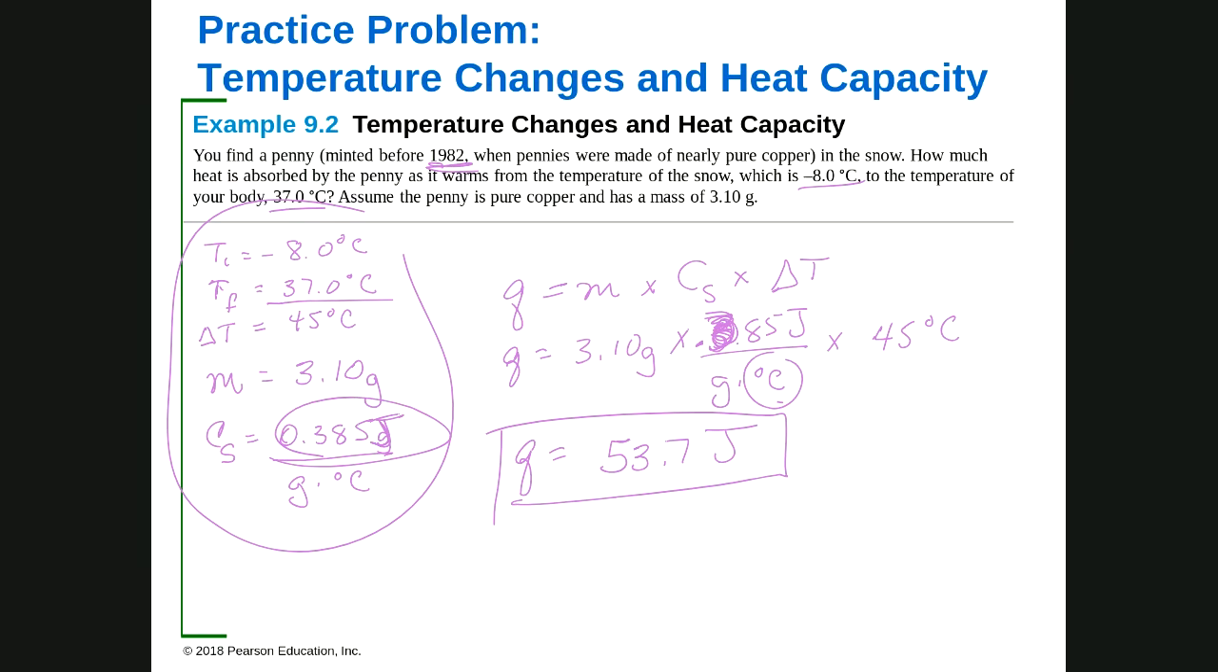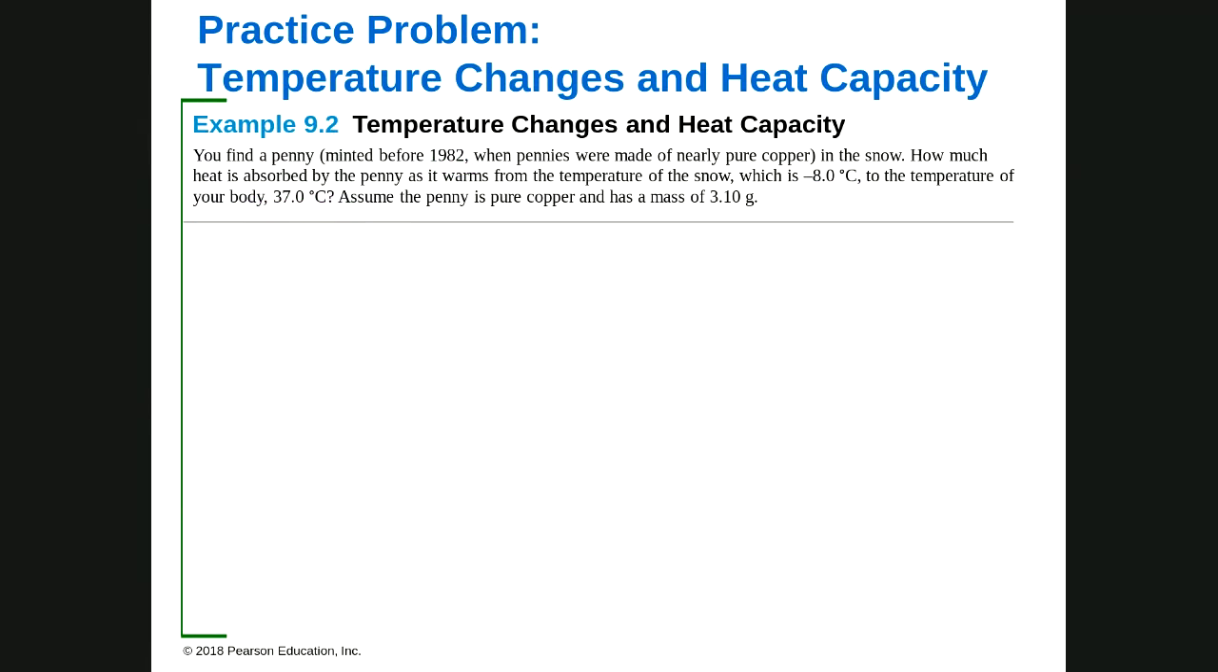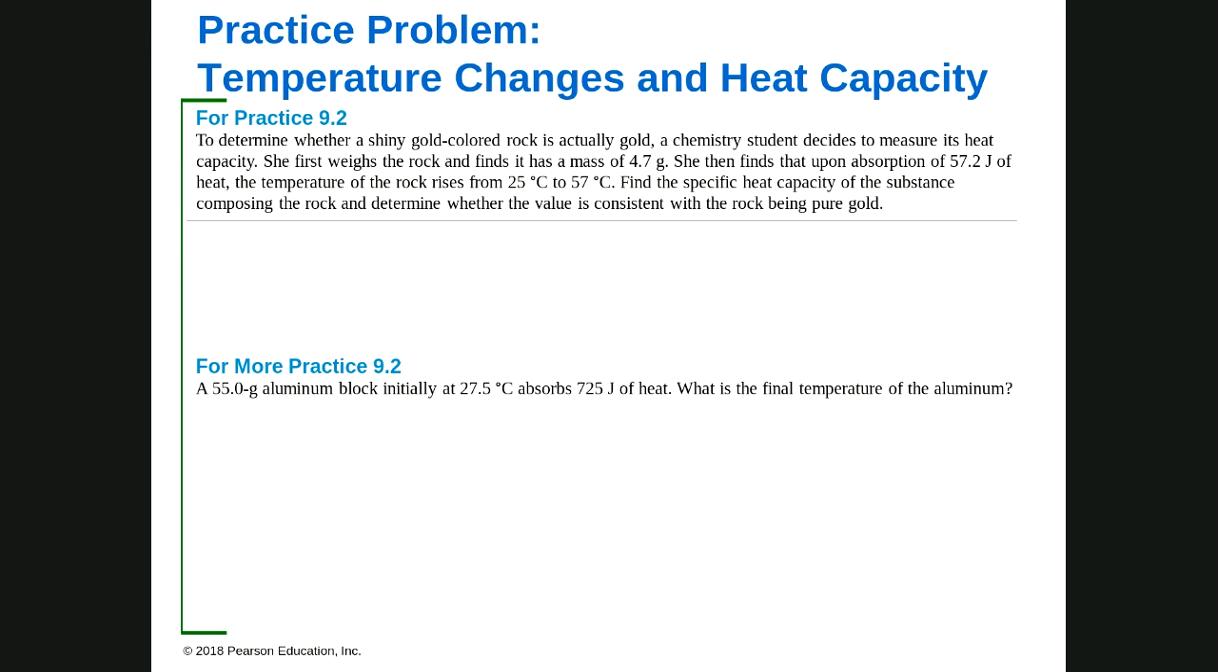Sometimes people will say that the delta T was 37 minus 8, and that's not true, because if you think about it on a number line, 0 is here, and you had to go from -8 to 0 and then to 37. So that delta is 45 degrees. Just keep that in mind when you're doing it. All right, and then I have some for you to practice as well.